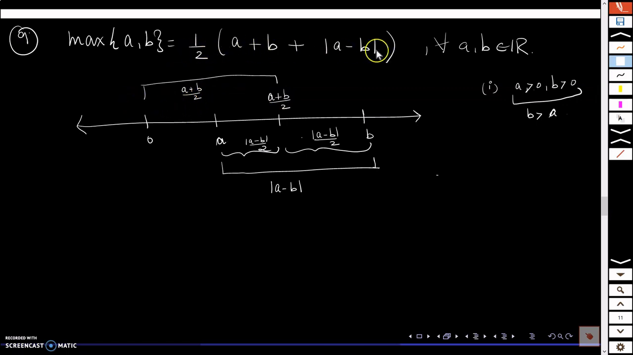Now if I try to look at the right hand side, it says half of a plus b first. Actually you can distribute this half to this a plus b and to this modulus of a minus b. If you give that half to a plus b, then you are covering up this distance. Let me put that in red. So from 0 to (a plus b) by 2. That's the first expression, (a plus b) by 2. It is this distance.